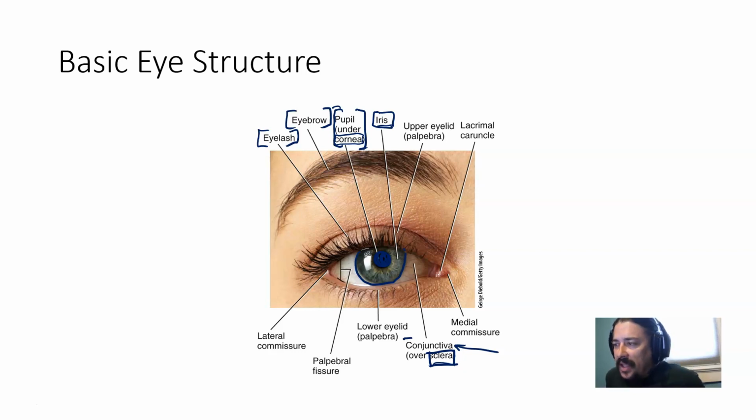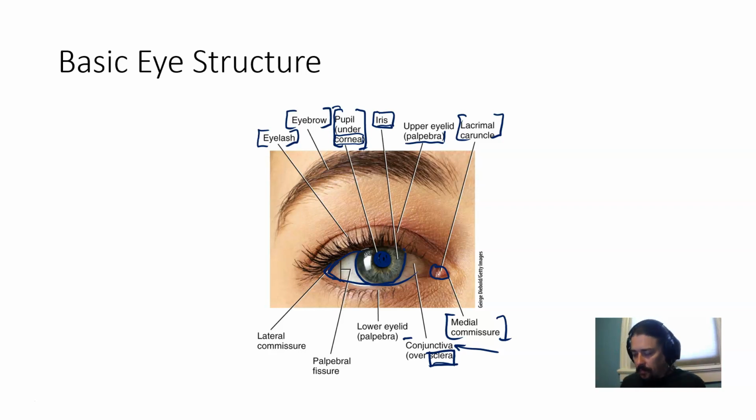The eyelids are known as the palpebrae, or the palpebra singular. This is the palpebral fissure, the opening of the eye, and this little area right here is the lacrimal caruncle. Sorry, I'm not pronouncing that correctly. This is in the medial commissure. On the other side we have the lateral commissure. So just some basic terminology about the eye.